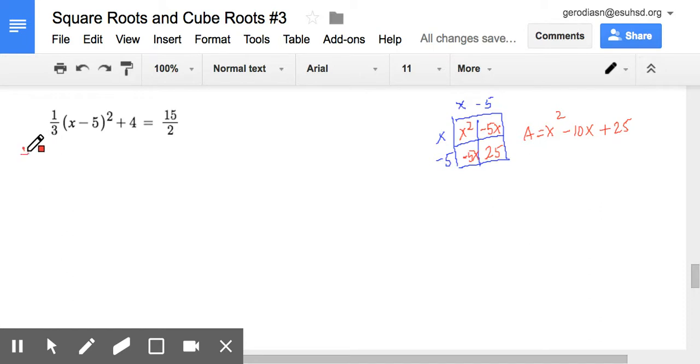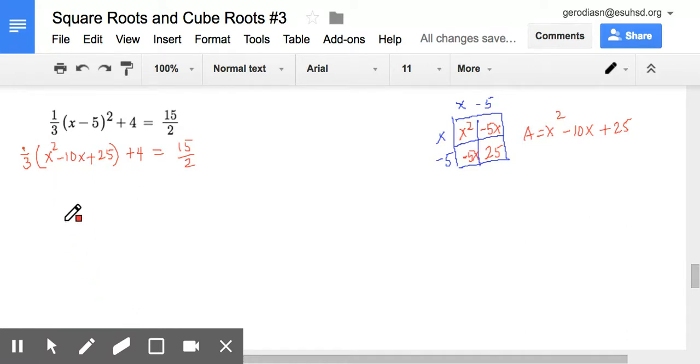Now we'll bring it over here. So we see here 1/3 times, now we put the area here, which is x squared minus 10x plus 25. And then the plus 4 equals 15/2.